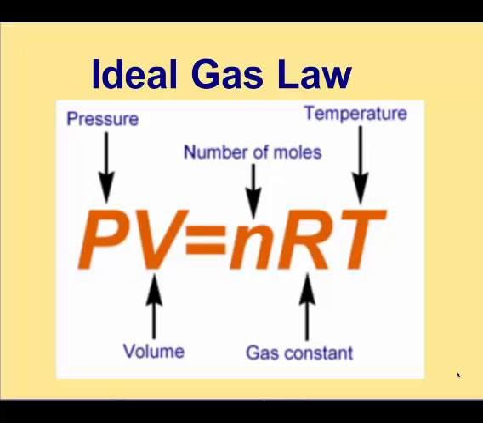Ideal gas law, or PVnRT: PV equals nRT. P stands for pressure. V is your volume, and volume has to be in liters. N is number of moles. R is the gas constant, which we'll see on the next slide. And T is temperature, which needs to be in Kelvin.